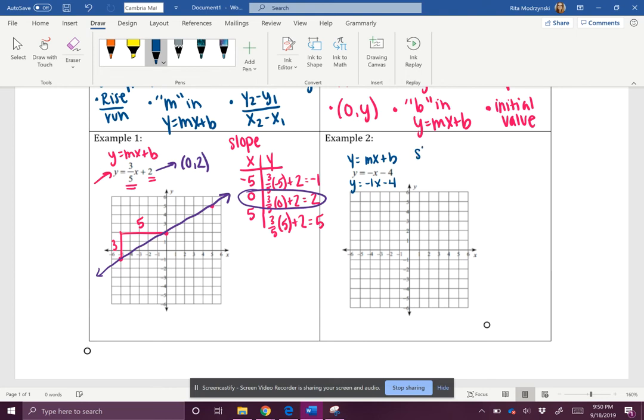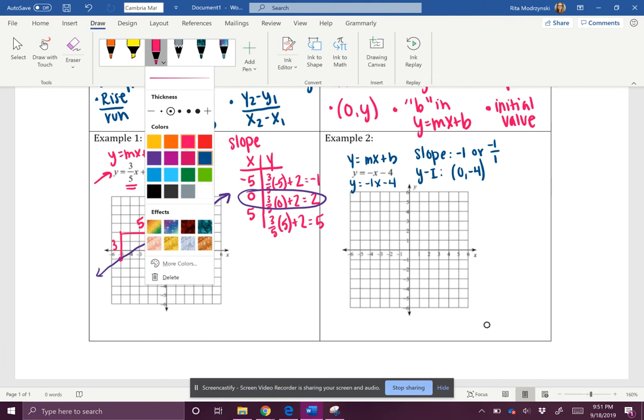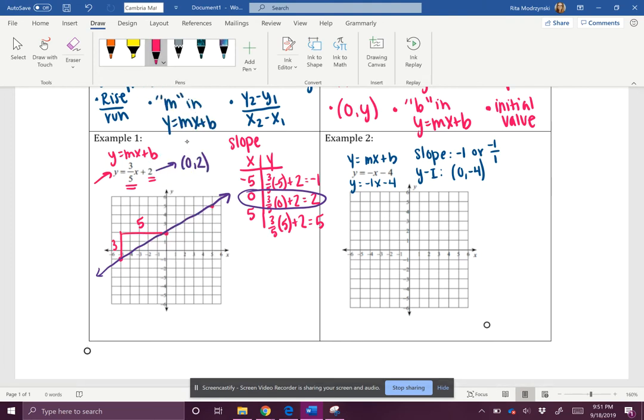So in this case, our slope, we know, is negative 1, or we could write as negative 1 over 1. My y-intercept, when I look at that, is negative 4, but I always want to write that as a point, as 0, negative 4. Okay? So an easy way to start this when you have these two pieces of information is you start by plotting your y-intercept, which we know is 0, negative 4. So 0, negative 4 right here.